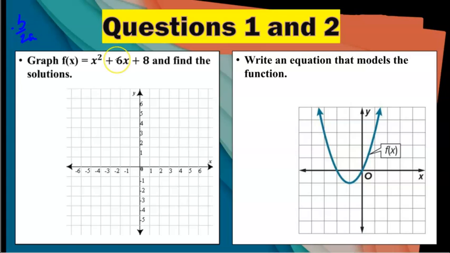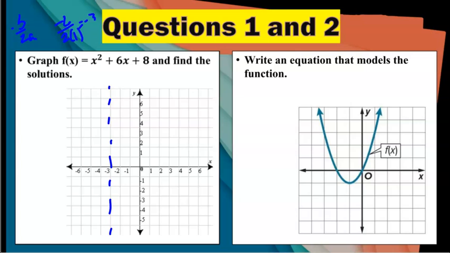So our b is 6. So if we take the opposite of 6, so that would be a negative 6, divided by 2a, and our a is 1, we would get negative 6 divided by 2, which is negative 3. That means I have the axis of symmetry at negative 3, so I'm going to put my axis of symmetry through here.